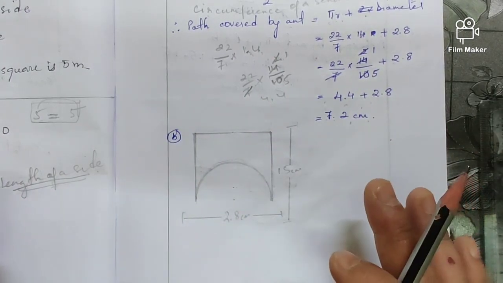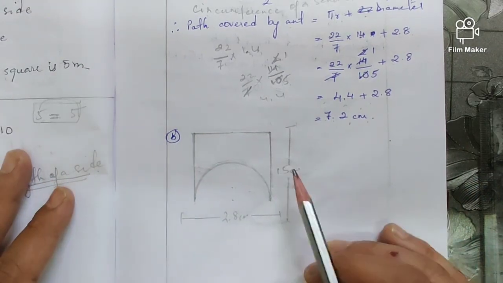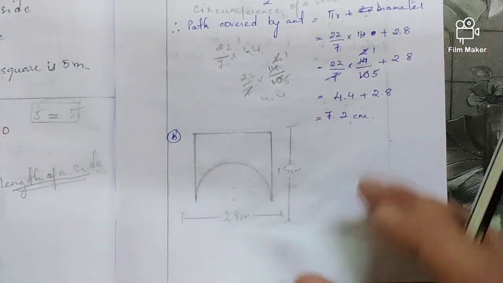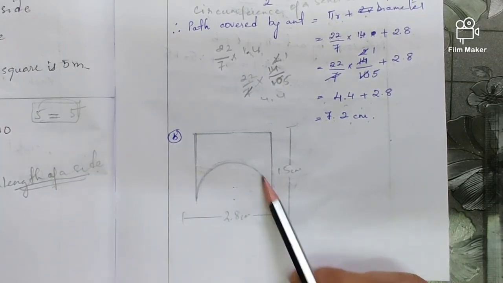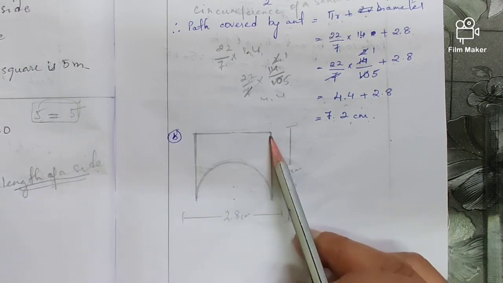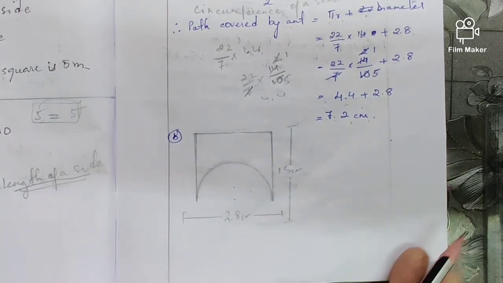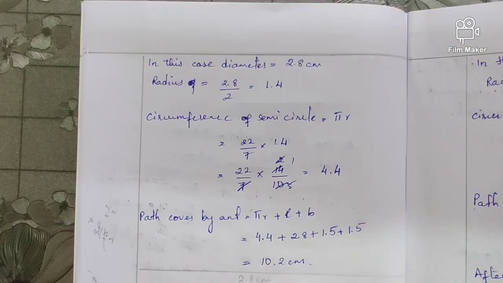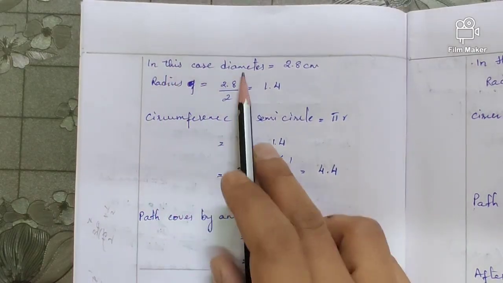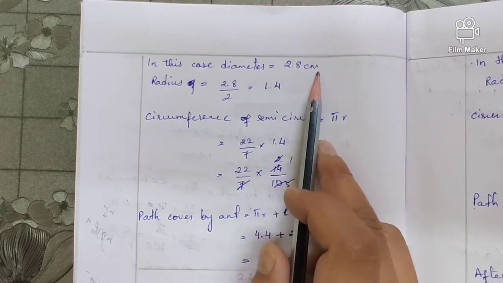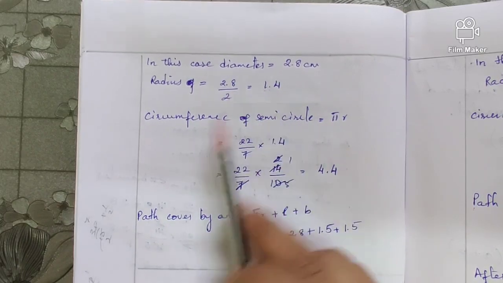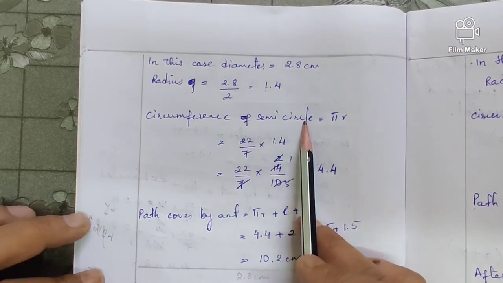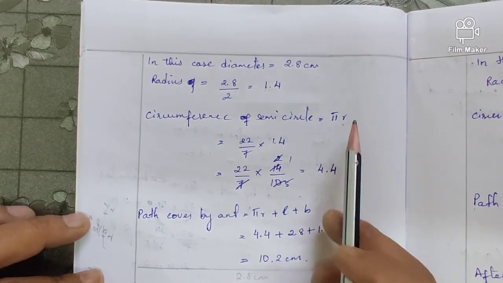So we need to find all the area that the end covers, right? So we need to find the circumference of this semicircle, and after that we will add all the sides, right? In this case, diameter is also 2.8 centimeter and radius is equal to 2.8 divided by 2, that is 1.4, and circumference of semicircle is equal to pi r.